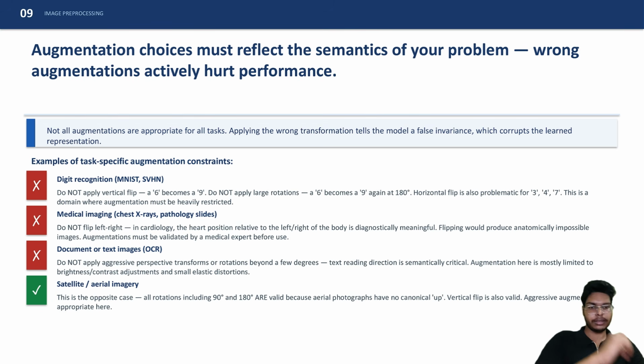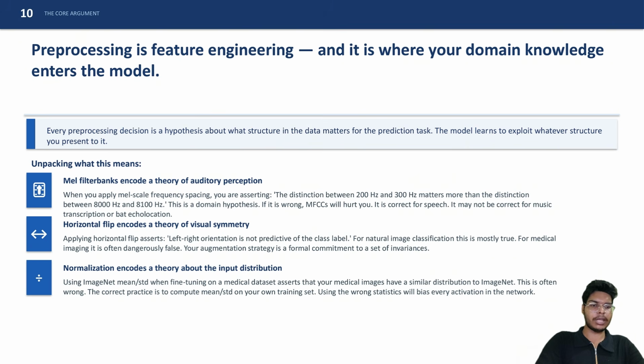We don't apply large rotation to OCR because characters are orientation-sensitive. But if we are considering satellite imagery, we can go aggressive. We can flip and rotate them freely because there is no canonical orientation that applies to them. But there is a certain rule. Before applying any transformation, we ask ourselves, does this still preserve our label? If we are not sure, we don't use it.